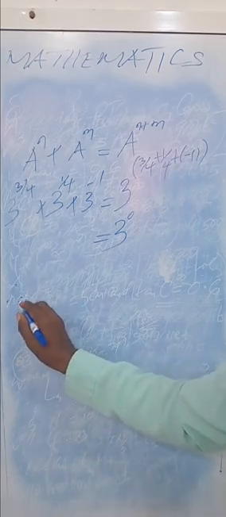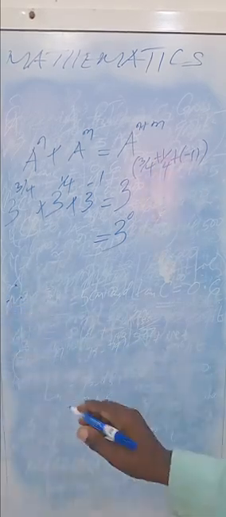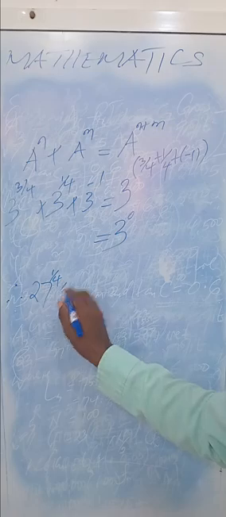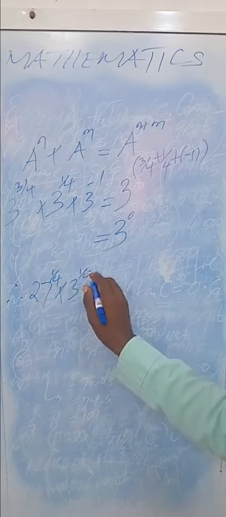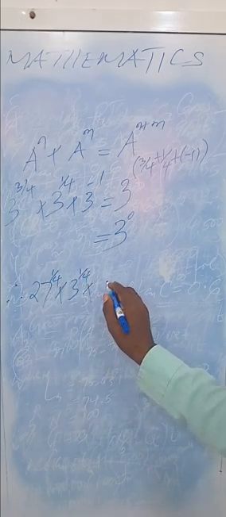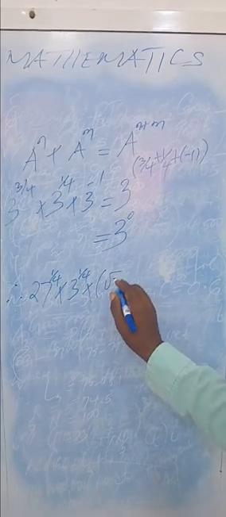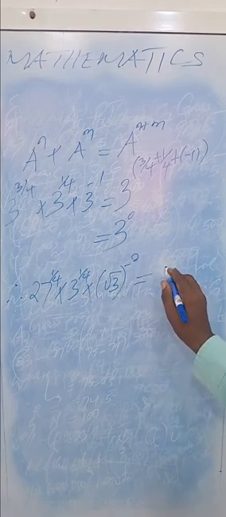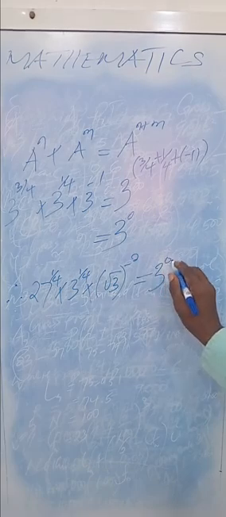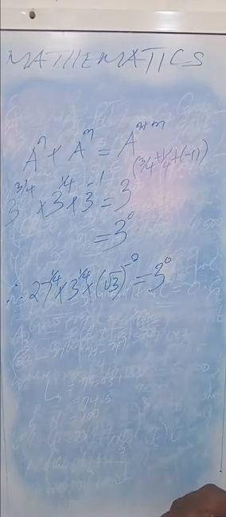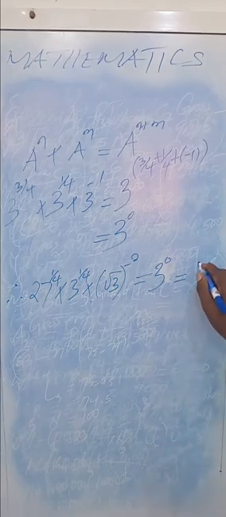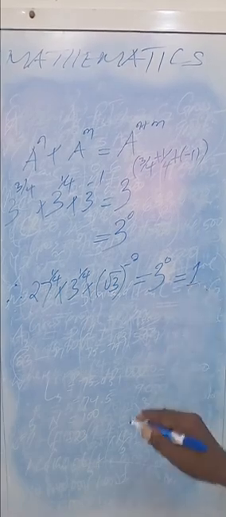So therefore, if you simplify 27 power 1 over 4 times 3 power 1 over 4 times root of 3 raised to power negative 2, you get 3 power 0. And any number raised to power 0 is equal to 1.